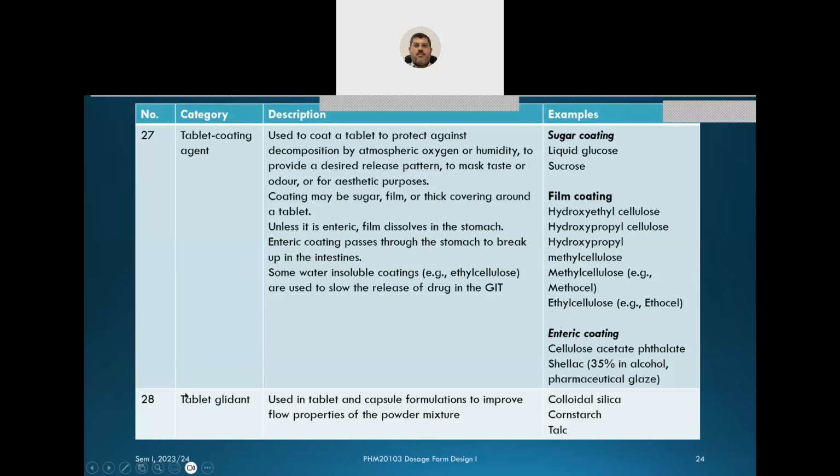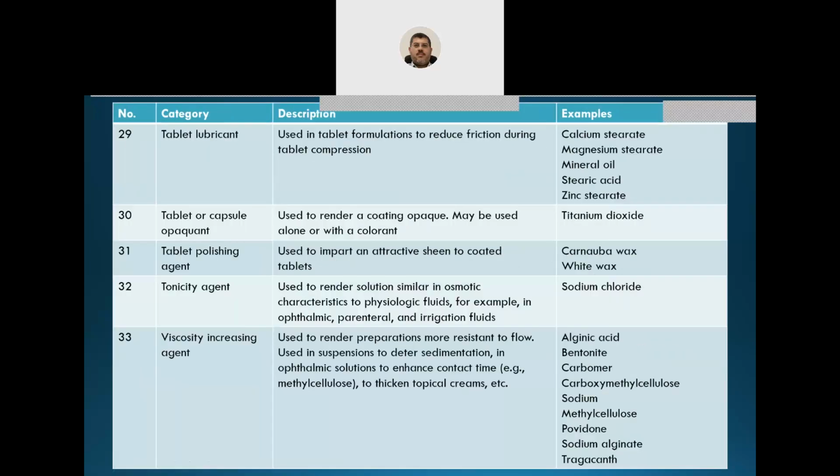In tablet making I also use something called a glidant. It is lubricating also, but not to lubricate between the tablet and the punch, but between the particles of the tablets themselves. Used in tablet and capsule formulations, it will improve the flow properties of the powder mixture. The powder that you mix together and want to compress to make tablets, or fill into capsule shells, you can add a glidant that acts as a lubricant between them, prevents their stickiness together, and they can flow better, like colloidal silica or cornstarch, or talc can also be used as a glidant. We mentioned lubricant.